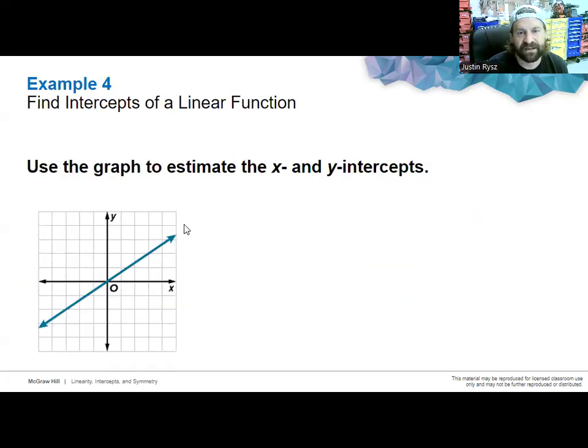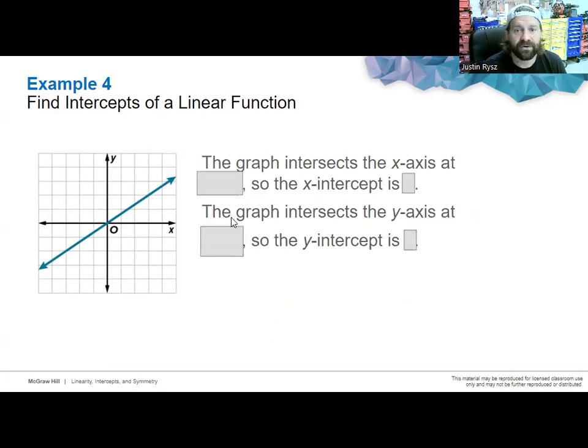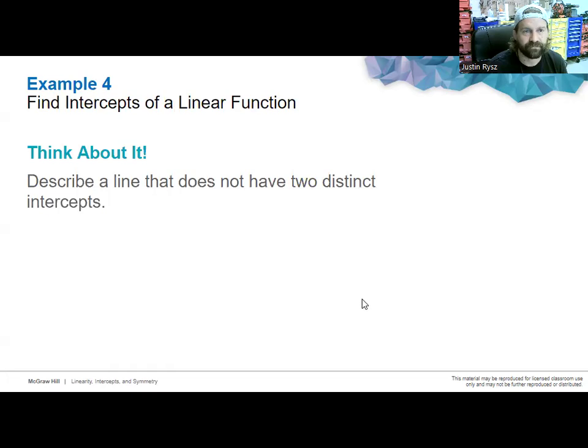All right, so we're going to use the graph to estimate the x and y intercepts here. So pause, take a second, remember what those definitions are. Let's see our work. All right, so the graph intersects the x-axis, this left and right line, right here at 0, 0. So the x-intercept is 0. It intersects the y-axis right here in the middle again at 0, 0. So the y-intercept is 0. So we could potentially have a graph like this one here that has the same x and y intercept.